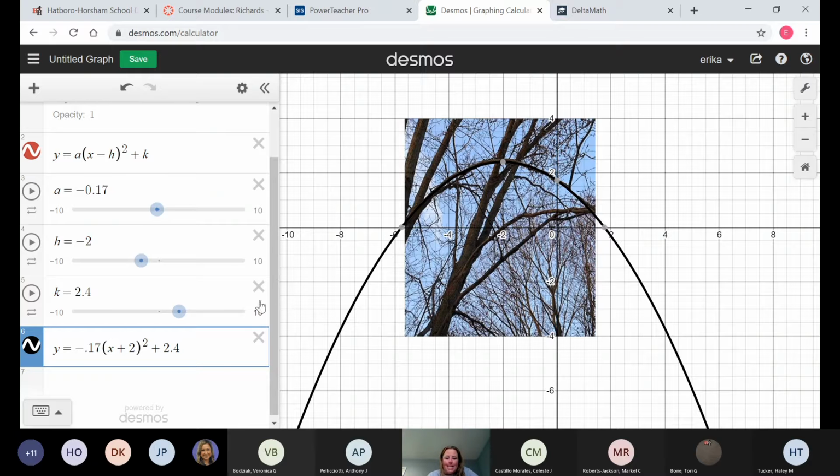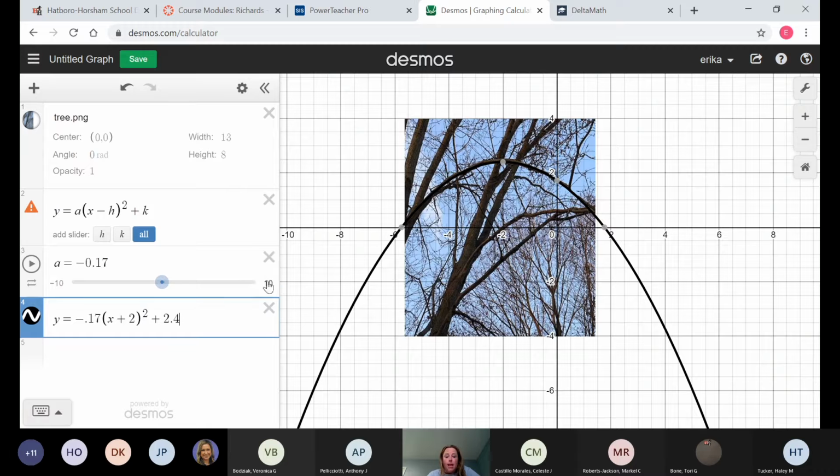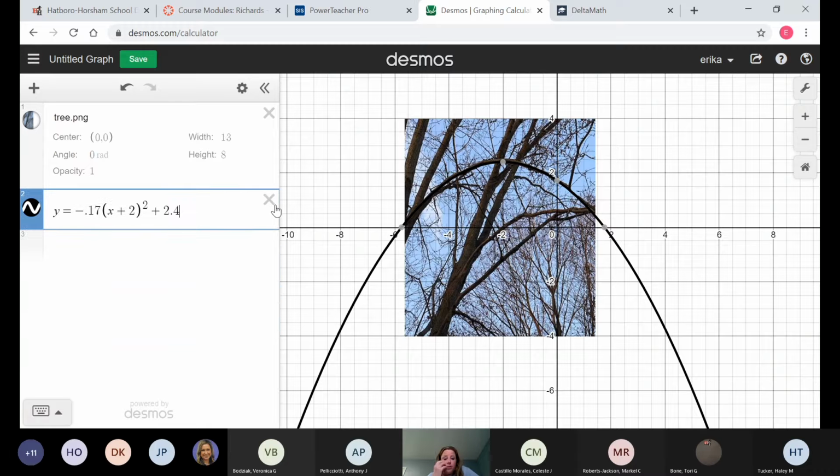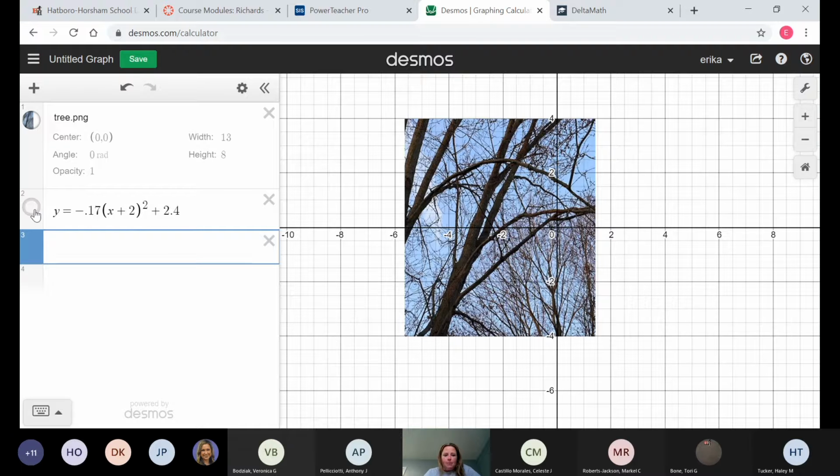Now here's the thing. Once I delete these, I can't change this graph by sliding. I would have to change this graph by numbers. So I am going to get rid of these sliders. I'm going to get rid of the standard form because if I want to do anything else with it, you don't want to have that stuff there. So I clean that up and now that's my graph.